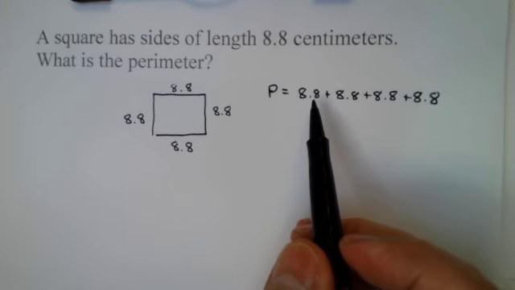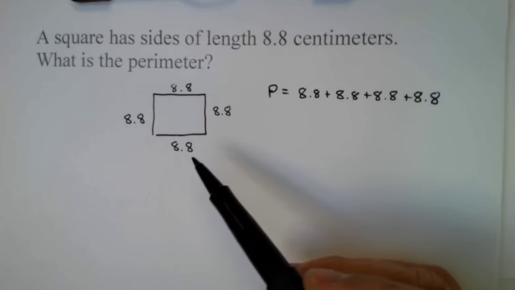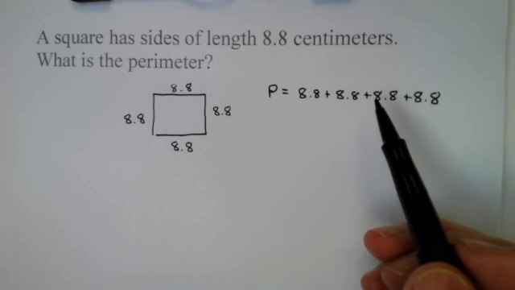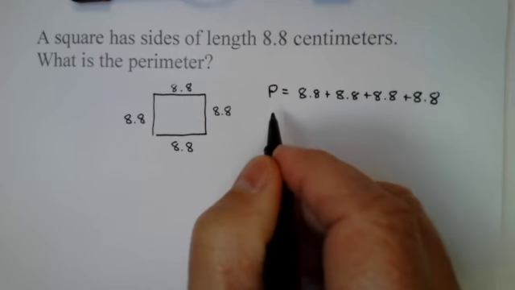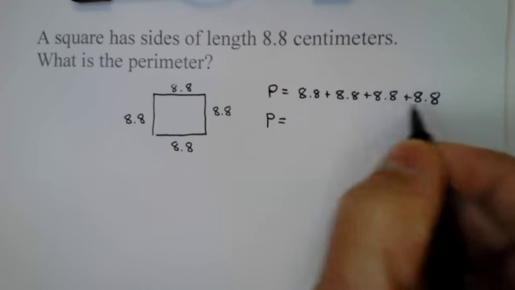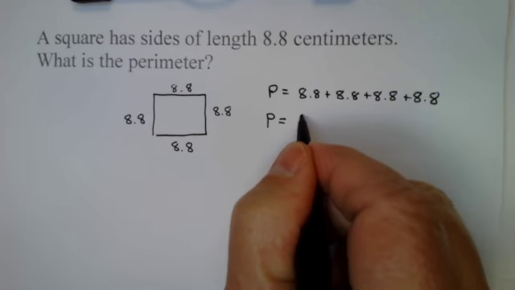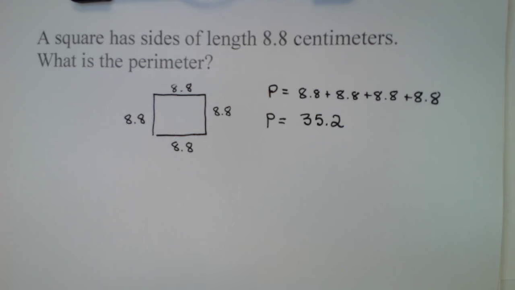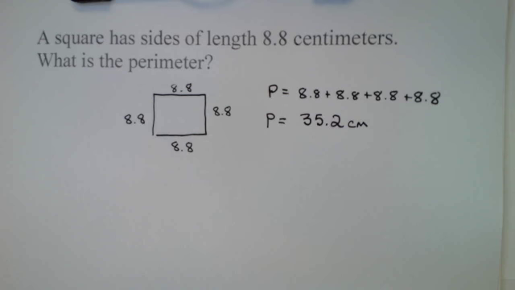You'll see sometimes that they'll say the formula for this is you taking all the sides and multiplying them together. That's simply the fact that they know that an easy way of adding the same number over and over and over again is to simply multiply it together. So if I add all these together, or if I just simply take 8.8 and multiply it by 4, I'm going to get 35.2. And remember, always put the units. Since we're doing in centimeters, I'm going to put centimeters.